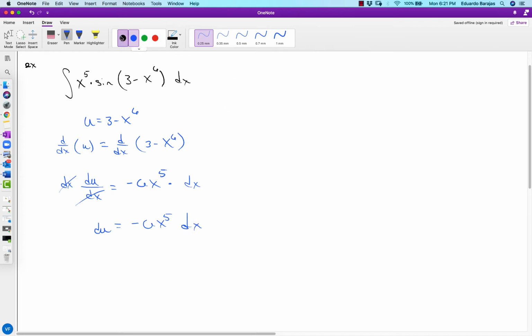Okay, so now coming back up here to this one, I'm going to copy it again. I'm going to just switch around the order of the function. We have sine of 3 minus x to the 6th power times x to the 5th power dx. Right, so all I've done so far is just switch around these guys. I just wanted to put my x to the 5th power right next to my dx, because that's what I have here. So all I'm missing is this minus 6. Well, just put it in there.